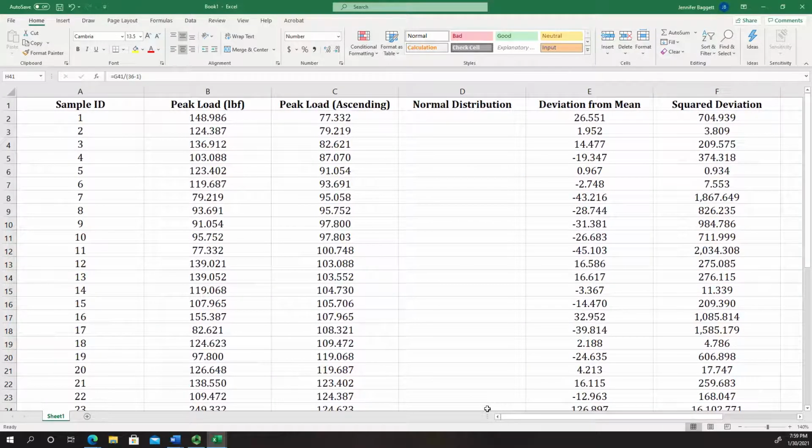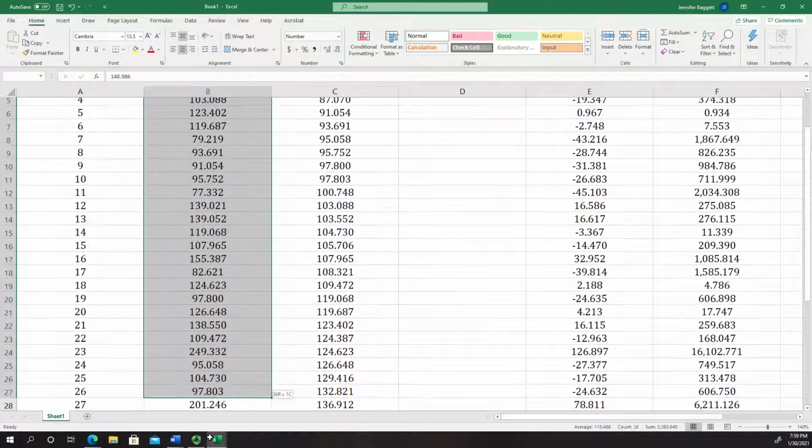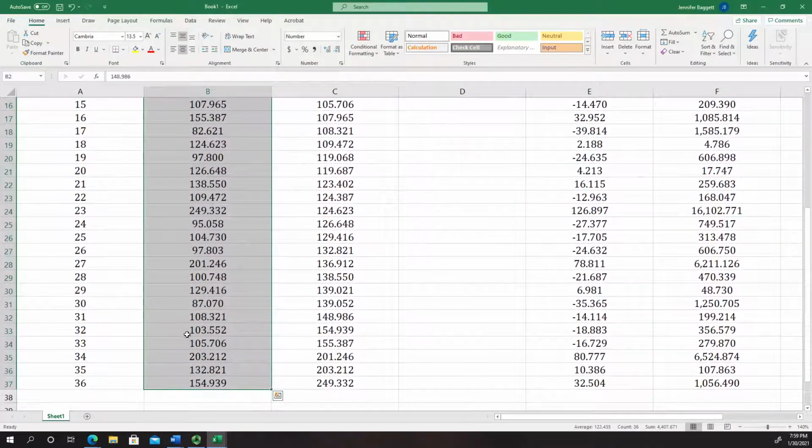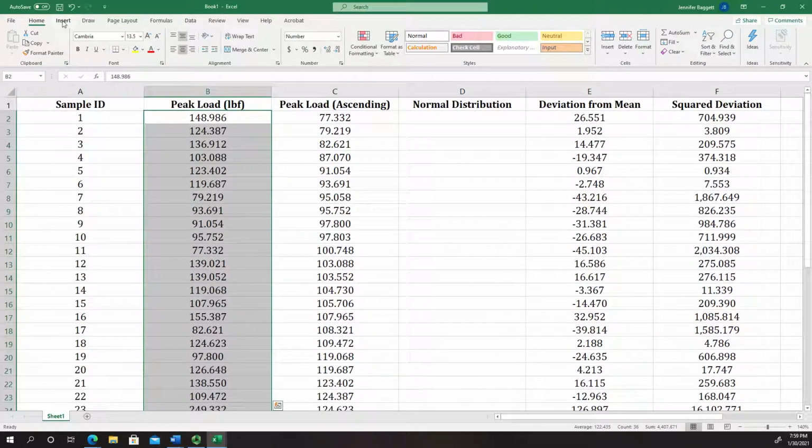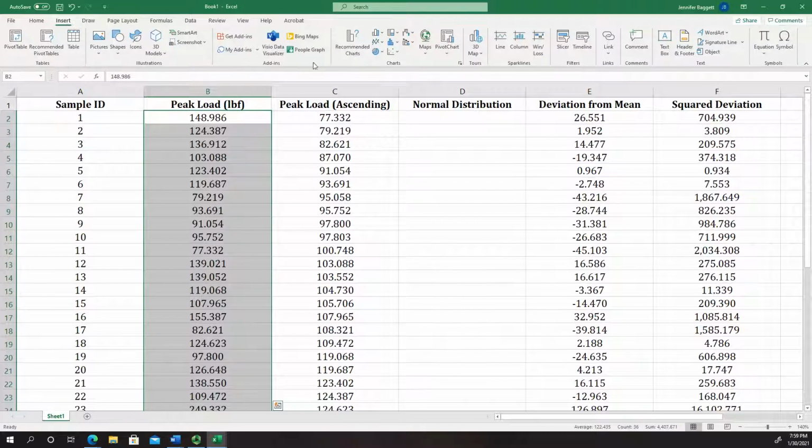So now we have our graphical representation of our set of data. We can do one of those two different plots that we talked about earlier: a distribution plot or a continuous plot. The first one we'll do is the histogram plot, because we don't have to do any other calculation. We can highlight our peak load column, so we'll highlight all 36 values. We can go to Insert and select a histogram plot.